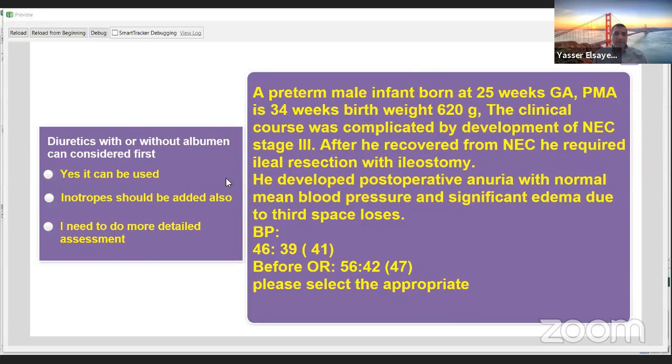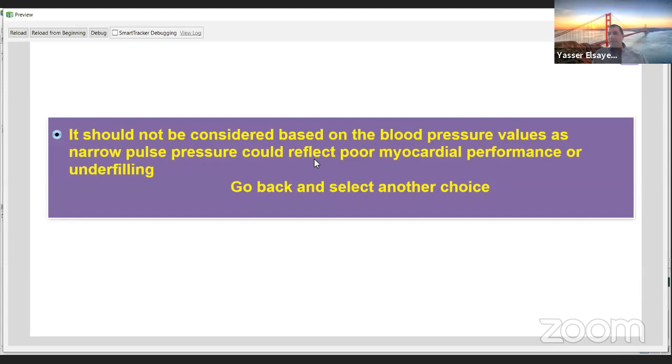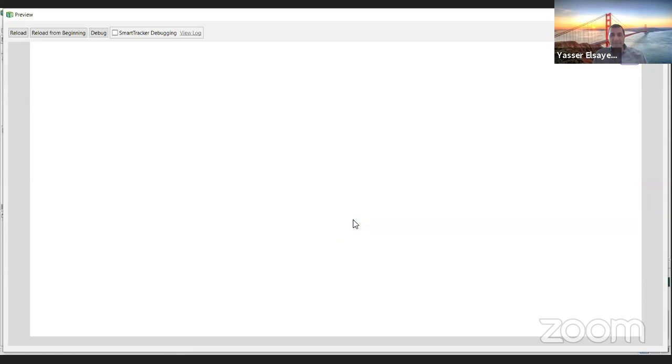So if you select the first option, what will happen? The diuretics, yes, it can be used. And the system will direct you. There's actually a clinical support system. If you select the first one, the system will let you know that it should not be considered based on the blood pressure values, as maybe you missed that the pulse pressure was narrow. That might reflect poor myocardial performance or underfilling. So you have to go back and select another answer. So I'll shift you to go back.